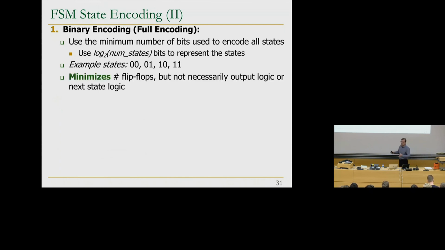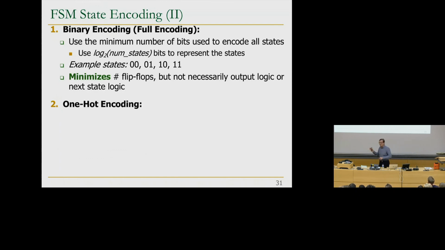Now, this minimizes the number of flip-flops, right? Because you have only 2 1-bit flip-flops, or a single 2-bit register. But it doesn't necessarily minimize the output or next state logic. There are interesting trade-offs here, which we will not get into. So let's take a look at one-hot encoding.